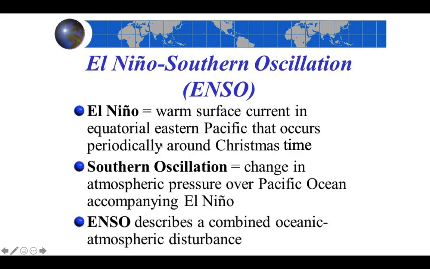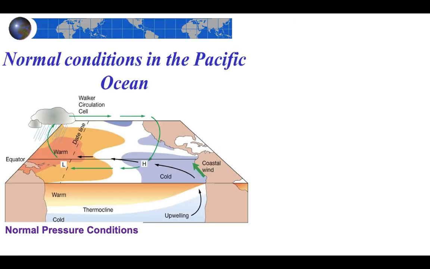Now we know that it is part of the global climate system, strongly affecting the continental climate as well as ocean circulation patterns. It's all about the change in the atmospheric pressure systems between the west and east sides of the Pacific Ocean. We call that the Southern Oscillation, the changes in the pressure system on the west and the east of the Pacific Ocean. And ENSO, El Nino Southern Oscillation, describes a combined oceanic and atmospheric disturbance that happens periodically.